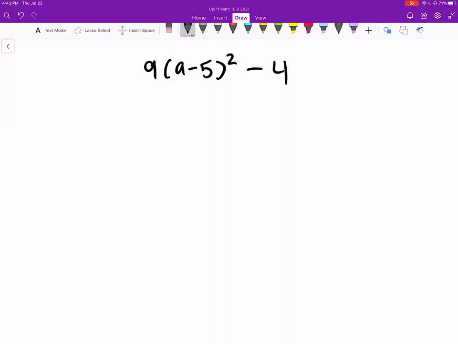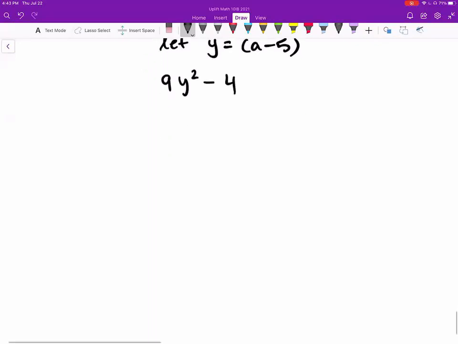Oh yeah, sure. Okay. So the first thing that we can do is that we can just set a variable. So let y is equal to a minus 5. And then we just replace all a minus 5 with the variable y. So we get 9y squared minus 4. And here we can see that it's actually a difference of squares. So a will be equal to 3y and b will be equal to plus or minus 4.